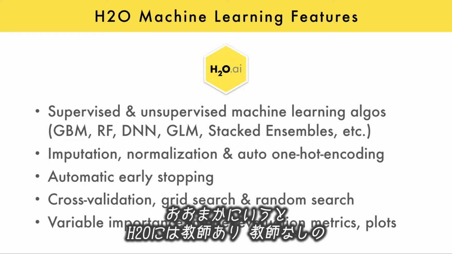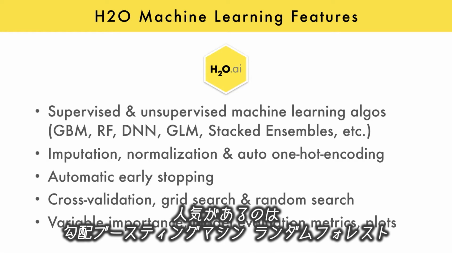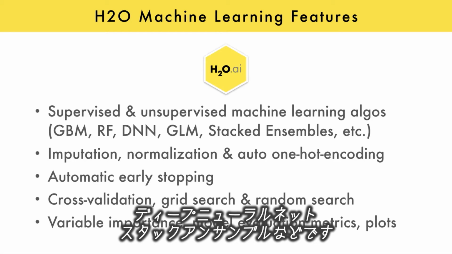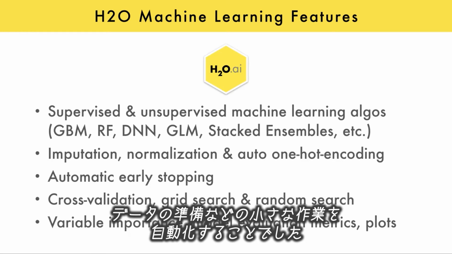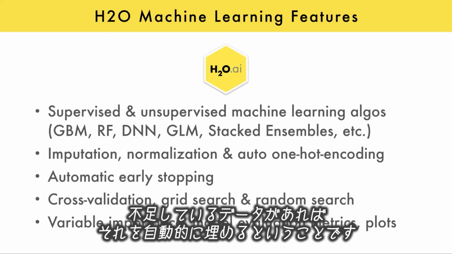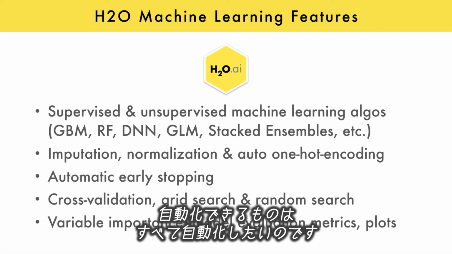At a high level, what we have in H2O is a bunch of supervised and unsupervised machine learning algorithms, all the ones that people like to use that are popular, like gradient boosting machines, random forest, deep neural nets, stacked ensembles, etc. Another thing that is unique to H2O is we try to automate all of the little pieces that you generally have to do when you're doing machine learning, which have to do with preparing your data. So if you have missing data, we fill things in automatically. We try to auto-tune all the algorithms. And we try to just make anything that we can make automatic.